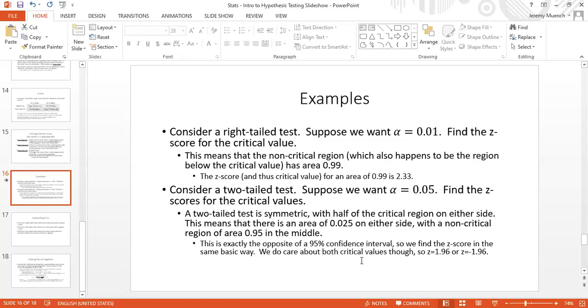So again, we got positive 1.96 and negative 1.96. You can also, for the record, find a right-tailed test critical value by simply finding the z-score for alpha directly on the negative side of the table and then just saying, oh, but I want the positive score, because the normal distribution z-scores are symmetric.